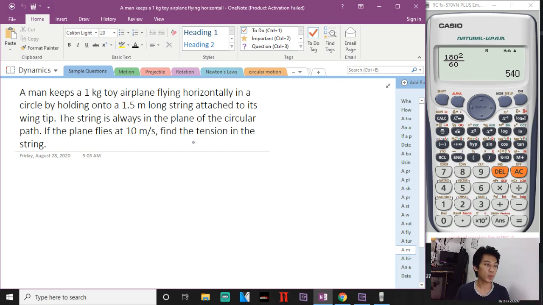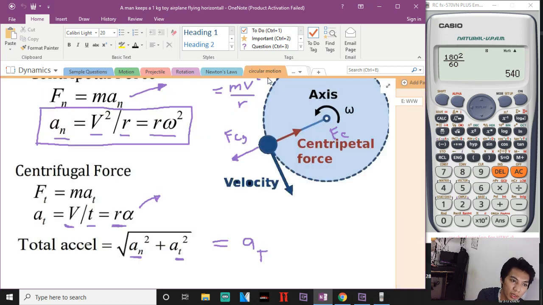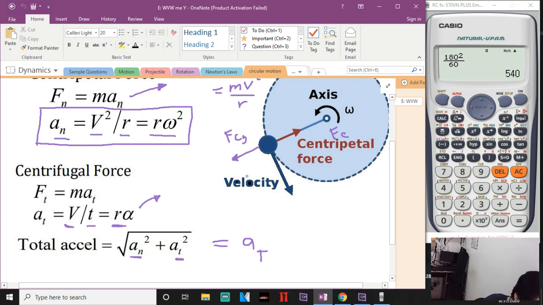Now, a man keeps a 1 kilogram toy airplane flying horizontally in a circle, holding onto a 1.5 meter long string attached to its wingtip. Ibig sabihin, iniikot-ikot niya yung aeroplano. Parang ganito yan. Nandito si boy, nandito yung aeroplano, ito yung string. So, ang makukuha mo din is the centrifugal force, the outward force na ginagawa niya.